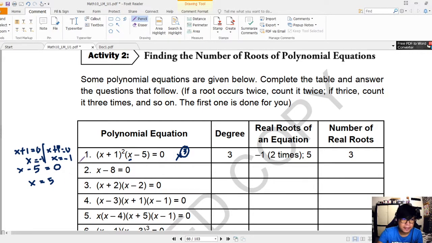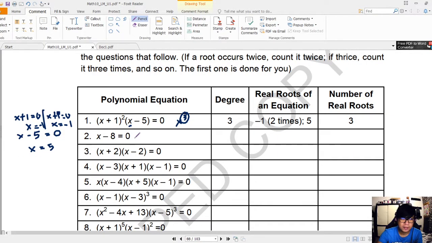So, twice nangyari yung negative 1. So, that's why negative 1, 2 times. Tapos, yung 5, yung isang x naman is 5. So, ito yung real roots natin. Negative 1, 2 times siya nag-appear, and 5. Number of real roots, 3. So, 3 kasi yung sagot natin. Negative 1 and 5. So, twice kasi naulit kasi yung negative 1.